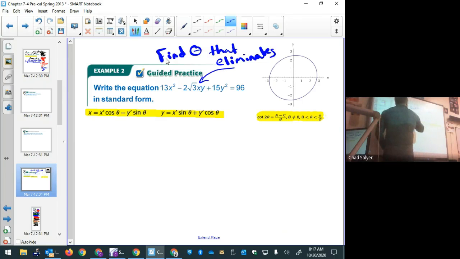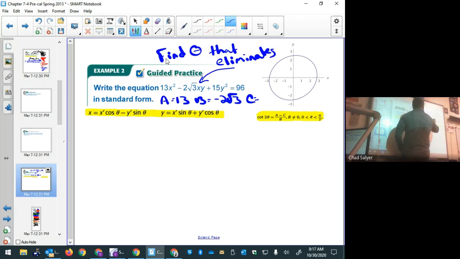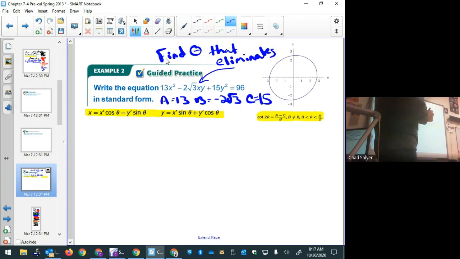All right, so let's see. A equals 13, B equals negative 2 times the square root of 3, and C equals 15. Are you with me on that? Remember, Ax squared, Bxy, Cy squared, Dx, Ey, and then F. That was the standard form for all conics. That's where I'm getting the A, B, and C. That was from the previous section, very end of 7 part 3.